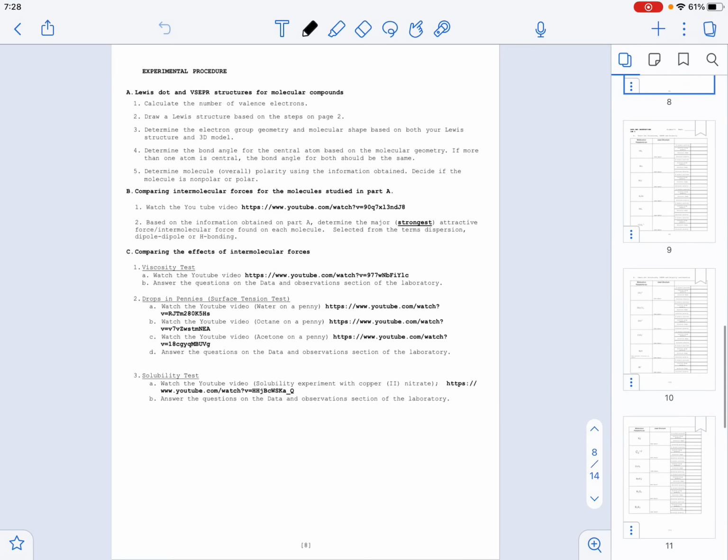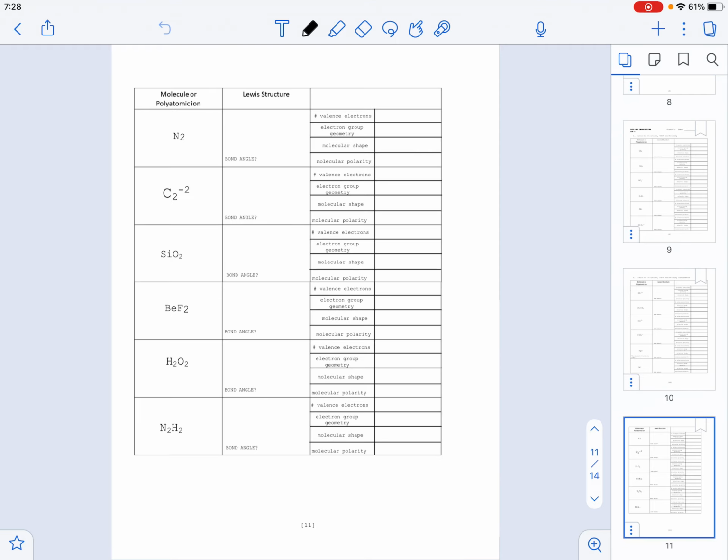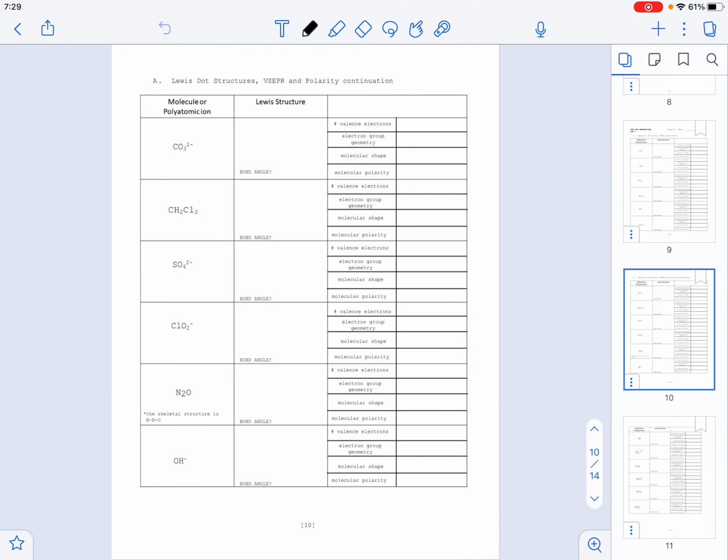When we look at the lab document, as you can see on page 9, page 10, and page 11, there are a series of molecular compounds or polyatomic ions for which you're going to be building those different Lewis structures.